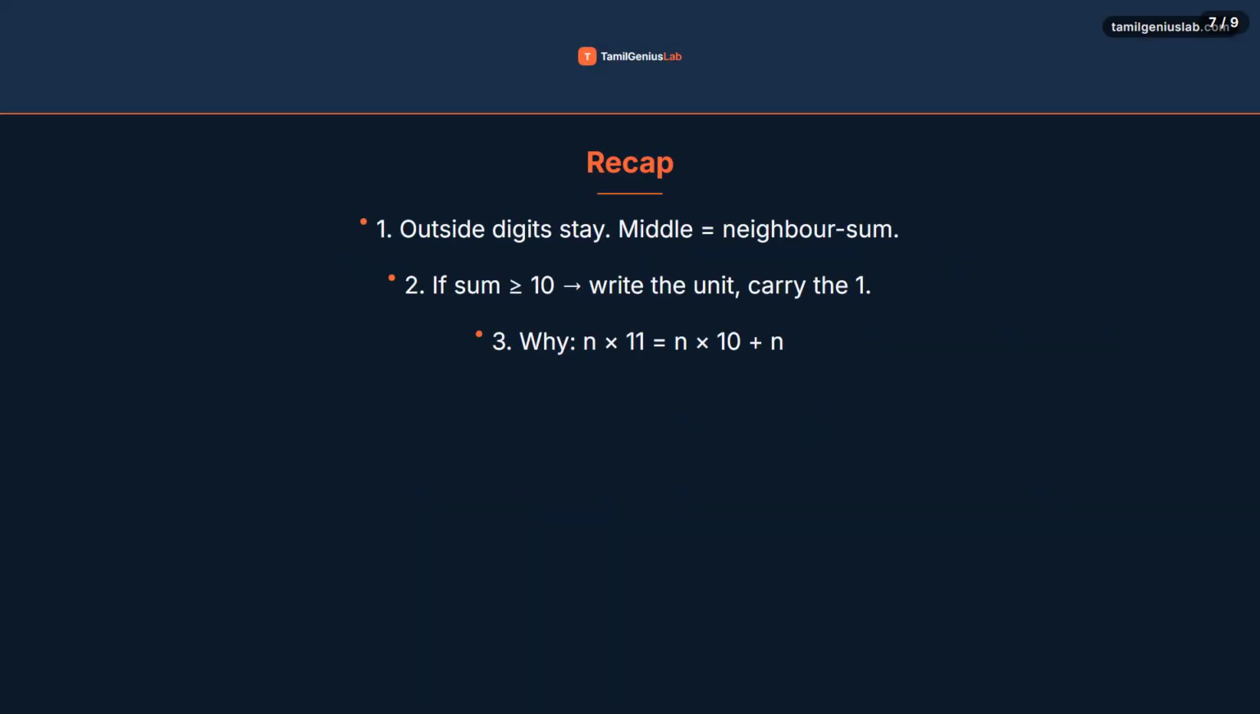3 things to remember. 1. To multiply a 2-digit number by 11, split the digits and put a slot in the middle. 2. The middle is the sum of the two neighbors. 3. When the sum is 10 or more, carry into the next column. The whole rule is n times 11 equals n times 10 plus n. The shortcut just automates the column add. That's the trick. That's the why.